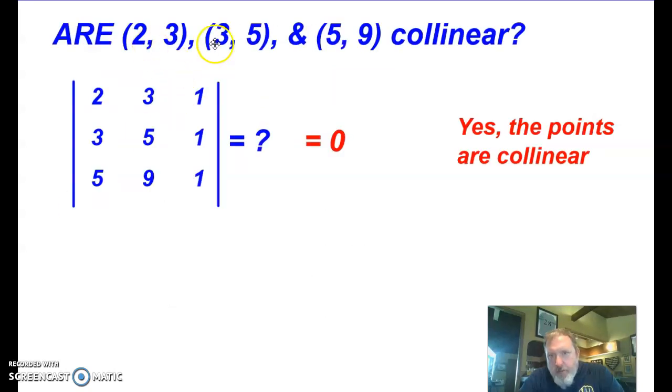All right, so here's 3 points, (2, 3), (3, 5), and (5, 9). We make the last column all 1s. And then we go ahead and take the determinant of this. It does equal 0. And since the determinant of this matrix is 0, that tells us that all of the points are collinear. So again, if they ask you to determine if 3 points are collinear, put them into a matrix, make the last column 1, and then take the determinant of that. If it equals 0, you have points on the same line, collinear. If it equals any other number, positive or negative, then they are not on the same line.